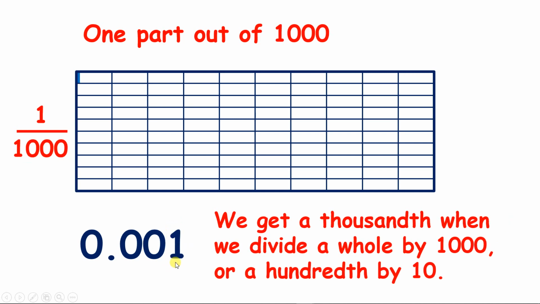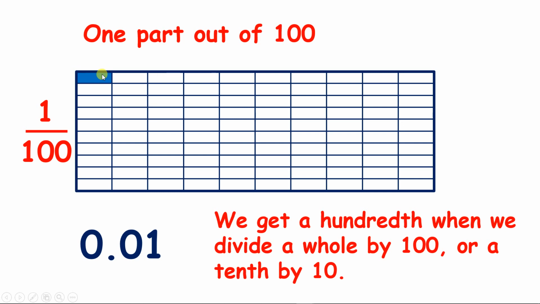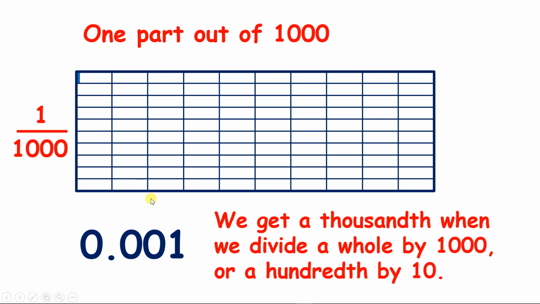Now the third place value column after the decimal point is the thousandths column. So you can imagine a whole of something, so a whole rectangle divided into 1,000 pieces. If you only had 1 of those pieces, you would have 1/1000th, or 0.001. So we get 1,000th when we divide a whole by 1,000, or when we divide 100th by 10. So if you think back, this was 100th. If we chopped it up into 10 pieces and only kept 1 of those pieces, we would have 1/1000th.